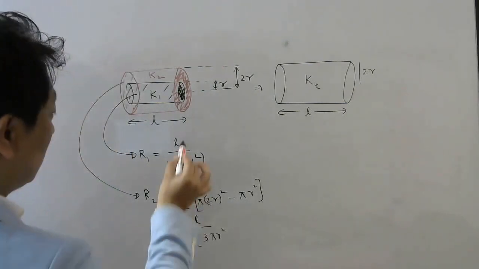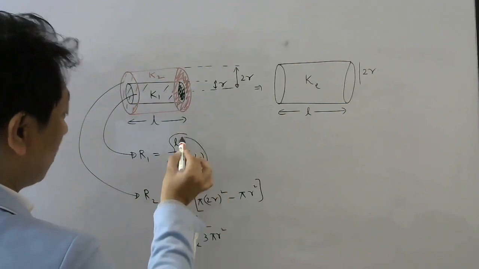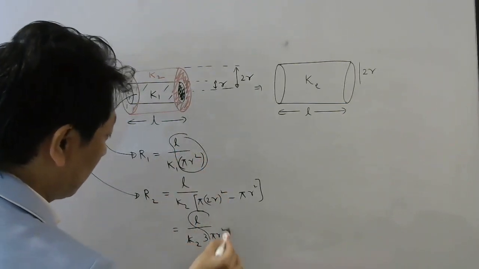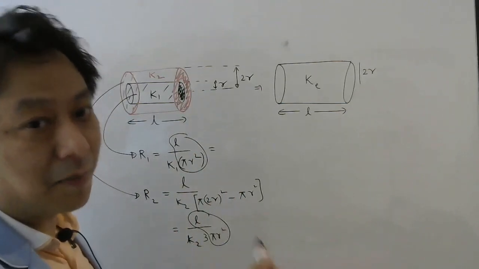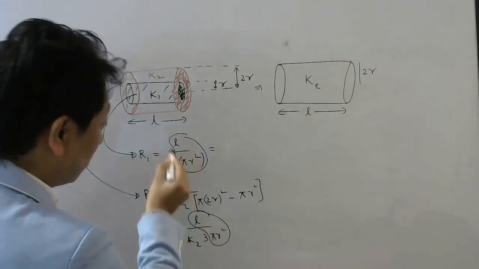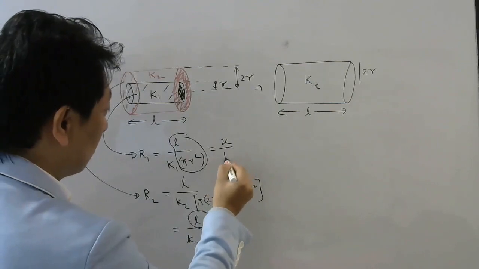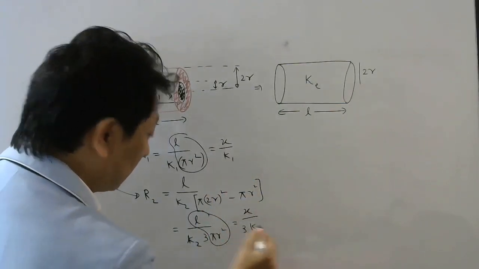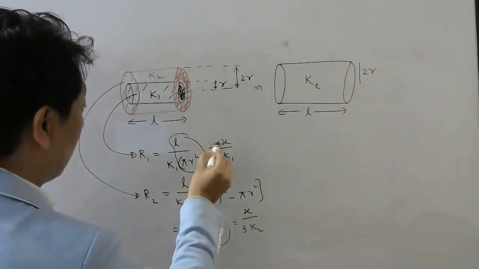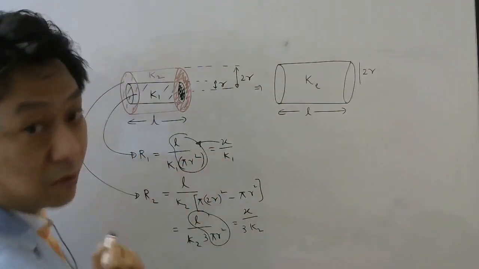Now, one thing we can do, see students, this is L by pi r square. This is also L by pi r square. So why don't we write some letter for this so that the writing part will be less. So let me write for this ratio x divided by k1. Then this will be x divided by 3k2. So what is x here? L by pi r square.